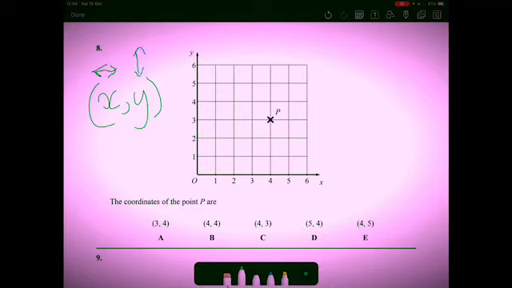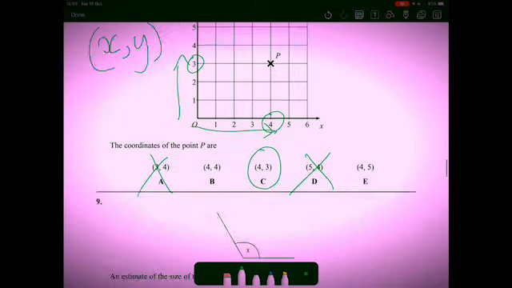Always worth remembering: X is a cross, because it's literally a cross, and then Y to the sky. The coordinates of P are how many across? So it's clearly 4 across. Anything that's not got a 4 at the start, we can get rid of. So cross out those. We can see that it's 3 up. So we're looking for 4 and then 3. So the answer to that one is C.